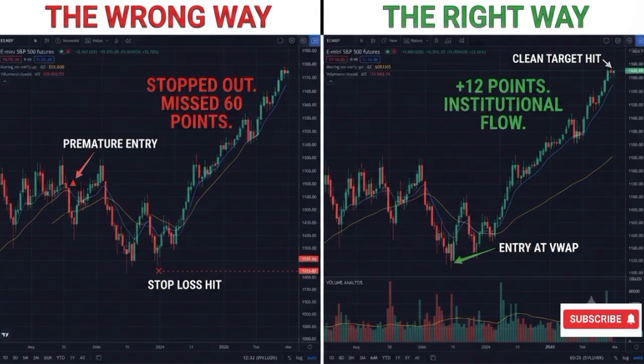The right way. Gap up on volume tells me this is a trend day. I'm only looking to buy pullbacks to VWAP, not sell them. Price pulls back at 10:15. I check volume, it's declining on the approach. I check the footprint, positive delta, absorption. I enter at VWAP with a stop below the low of the pullback. Target, the next extension. Result, 12-point winner, clean execution, in sync with institutional flow.